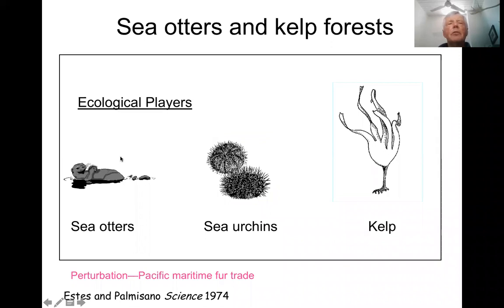Now I'm going to move to the work I was mentioning earlier on sea otters and kelp forests that was largely done in my lab over the years. And in this case, the major players are the kelps, which are the autotrophs, photosynthesizers, the sea urchins, which are the herbivores, and sea otters, which are the predators, all right? The system's a little more complicated than that, but these three groups of species are fundamentally important. The perturbation to this system that allowed an understanding of the dynamics was the Pacific maritime fur trade.